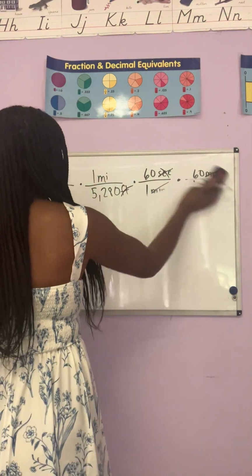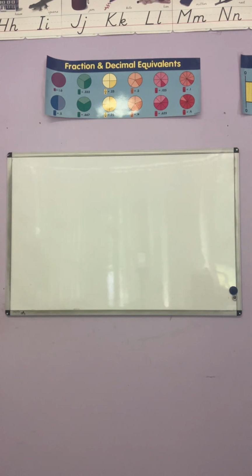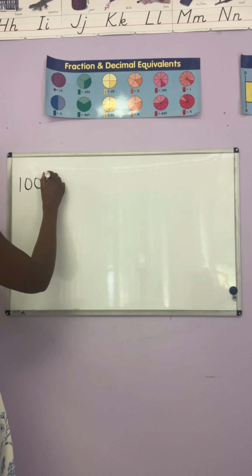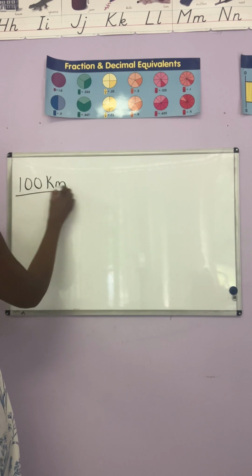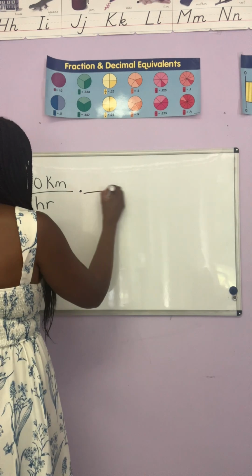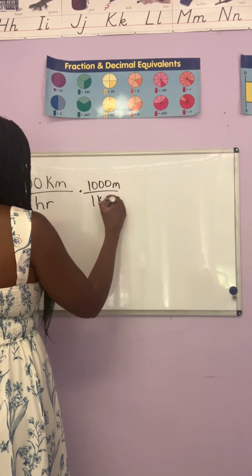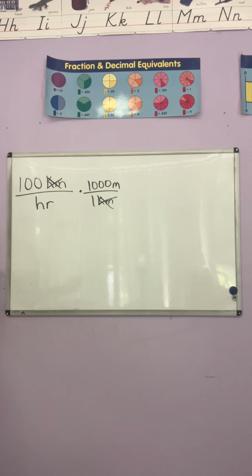All right, we'll try one final one. You can pause the video and try it on your own first, see how you do. We have 100 kilometers per hour, and we're trying to get to meters per second. So we have kilometers and we're trying to get to meters. We need to know that 1 kilometer is 1,000 meters. So our kilometers cancel out.